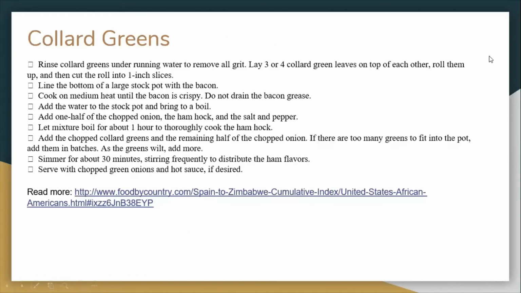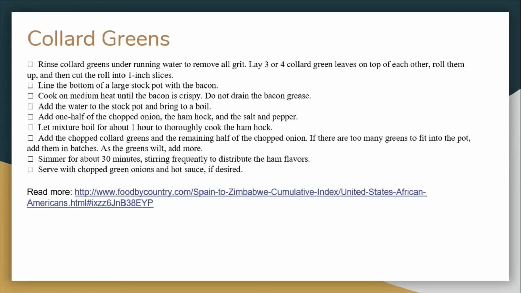And here's a recipe for collard greens. Rinse the collard greens under running water to remove all the grit. Lay 3 or 4 collard leaves on top of each other. Roll them up and cut them into 1-inch slices. Line the bottom of a large stock pot with bacon. Cook on medium until the bacon is crispy. Do not drain the bacon grease.